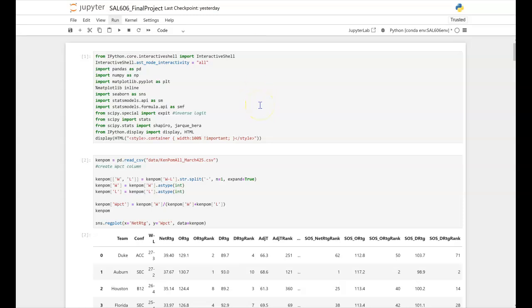So back to the Jupyter Notebook. My research question that I want to answer is, how does KenPom net rating influence win percentage? And I want to answer this question by doing a few things. First, I create a win expectation model. It's a linear model with win percentage as the dependent variable and net rating as the independent variable.